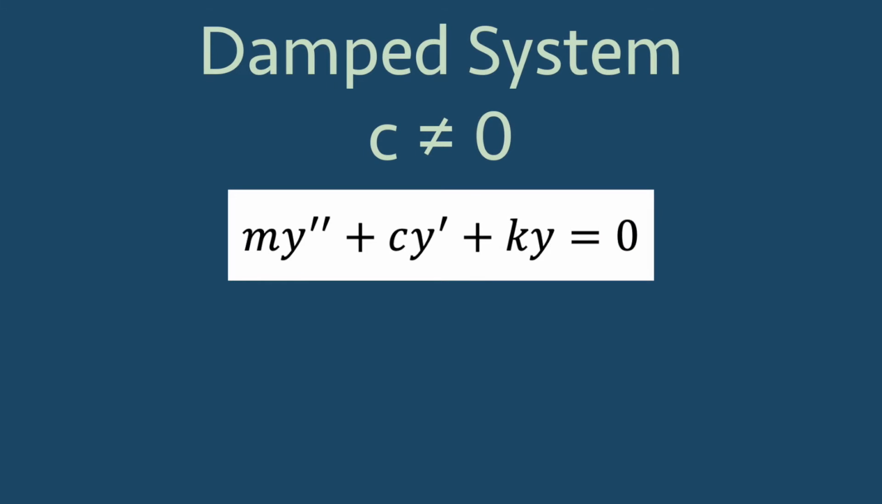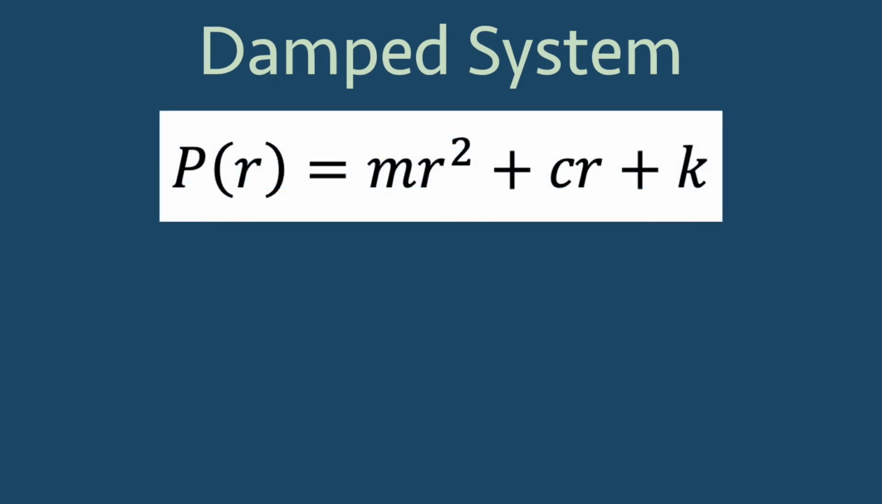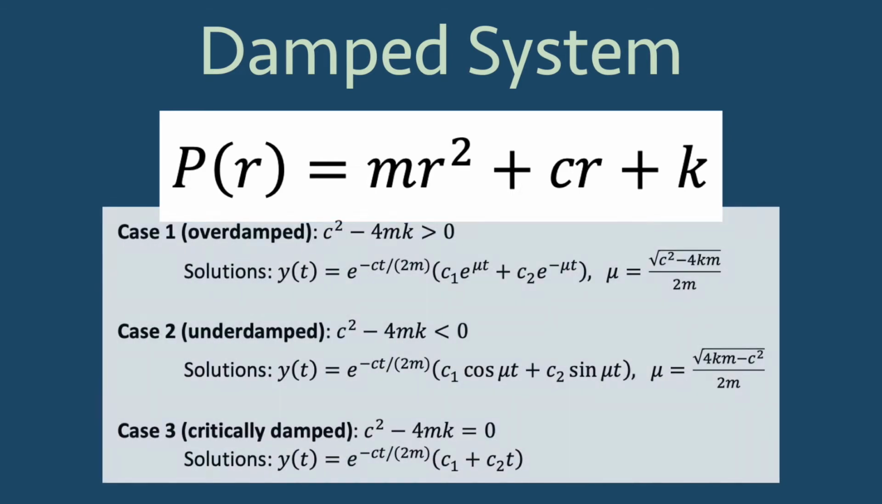When c is not equal to 0, then we have a damped system. The homogeneous differential equation then leads to the auxiliary polynomial p(r) = m r squared + c r + k, which leads to three cases that come from the three possibilities of the discriminant c squared minus 4mk. They are listed here along with the real solutions we learned from linear differential equations.